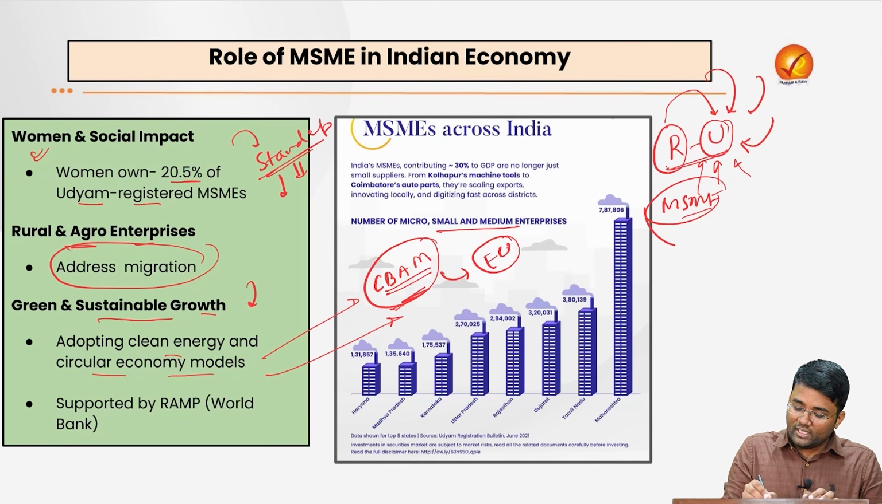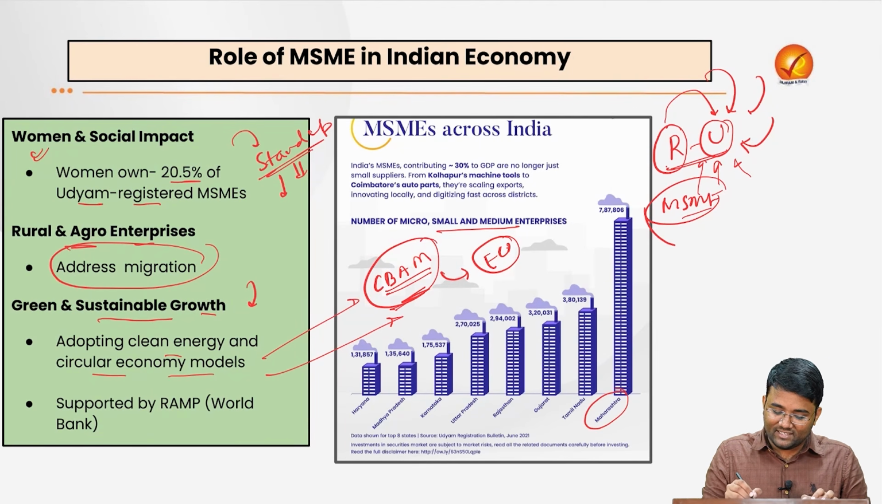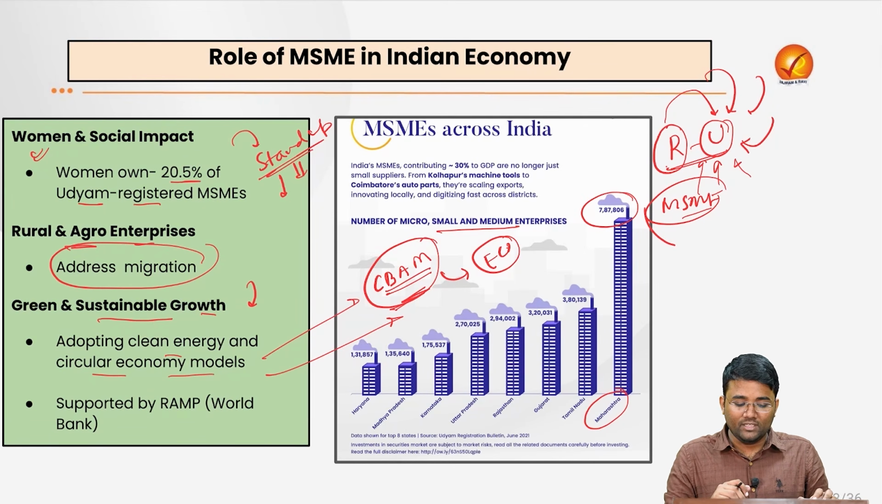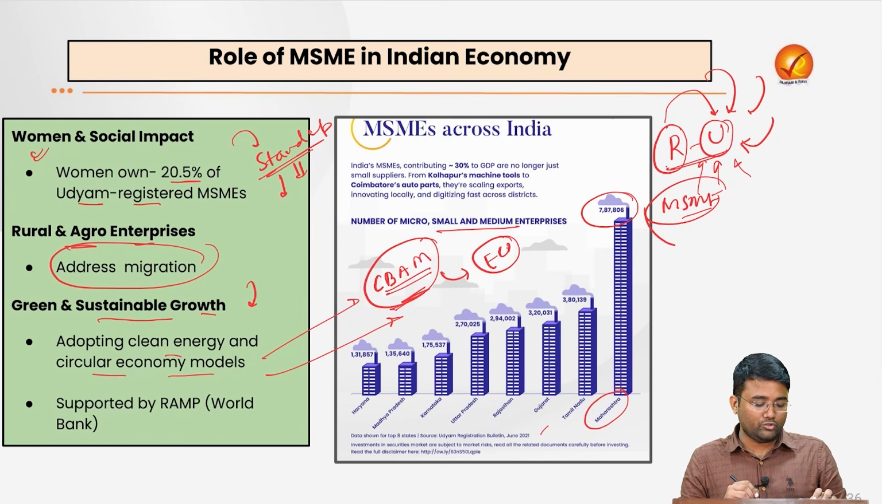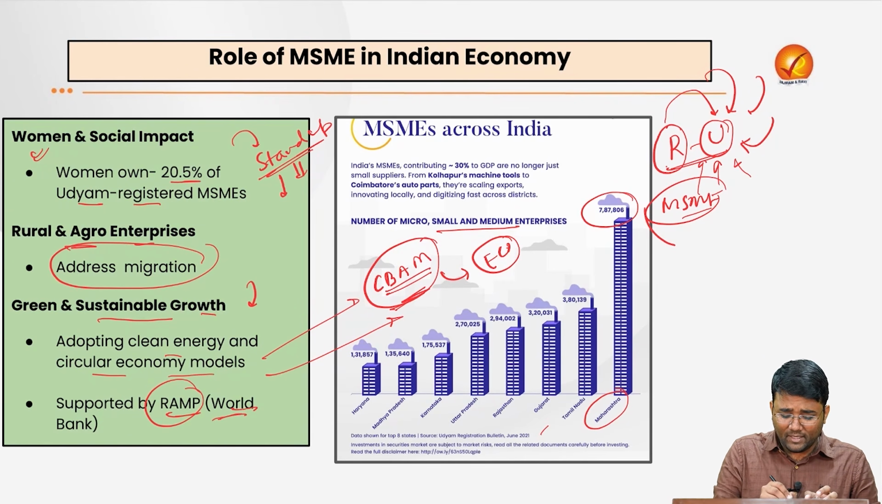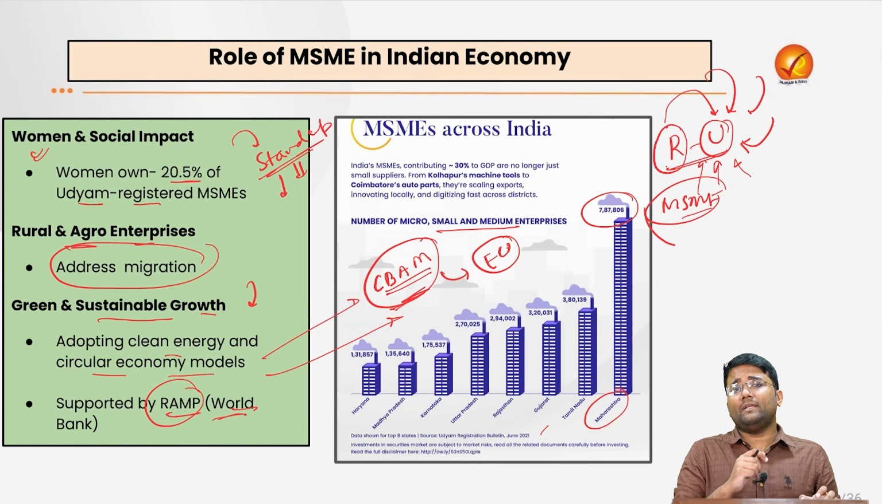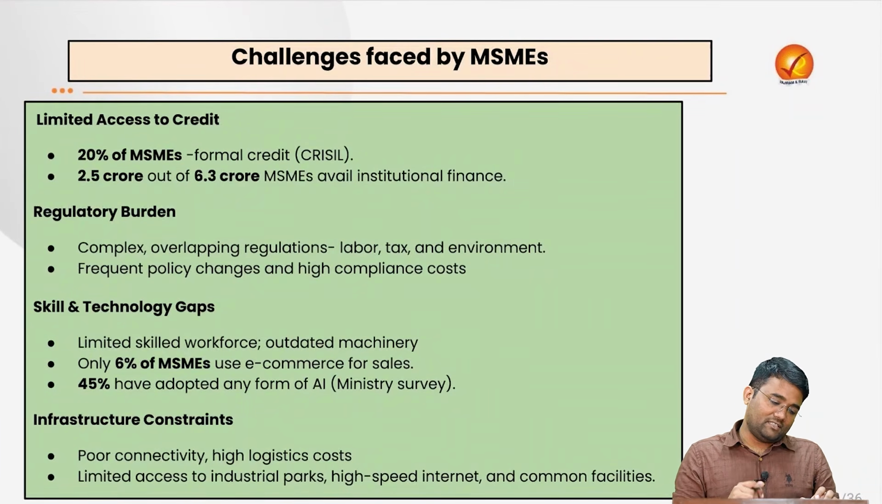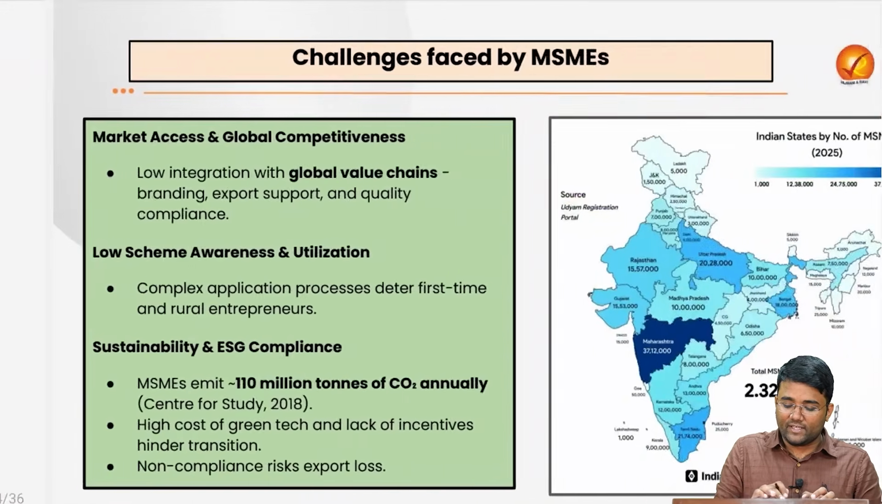And if you look at the number of MSME units, it is Maharashtra which is taking the lead, with more than 7 lakh units, and this is the data of 2021. Also, the RAMP program that is supported by the World Bank is helping in improving the efficiency and productivity of MSMEs. But there are certain challenges that are faced by MSMEs.